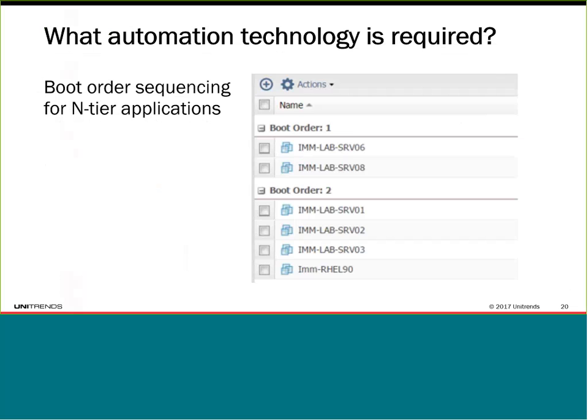But certainly if you have other products you're used to, you can equate what I'm talking about to those. But I do think as you start to evaluate solutions and vendors, if you're in that stage, these are the things you ought to be thinking about when it comes to putting together a successful IT resilience strategy leveraging automation. And the first one is boot order sequencing for n-tier applications.